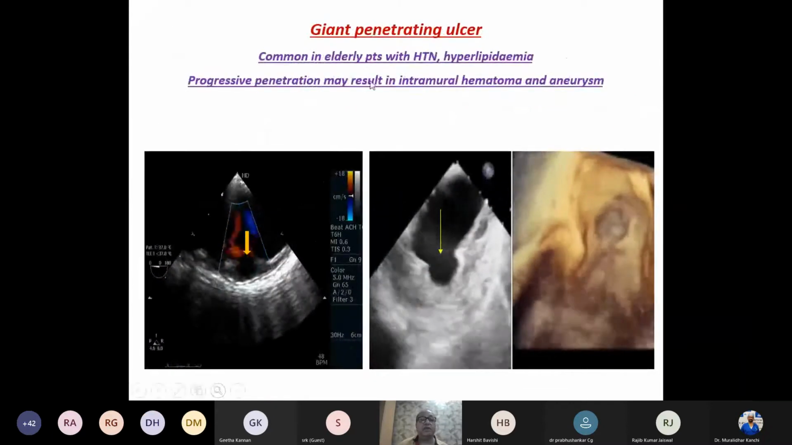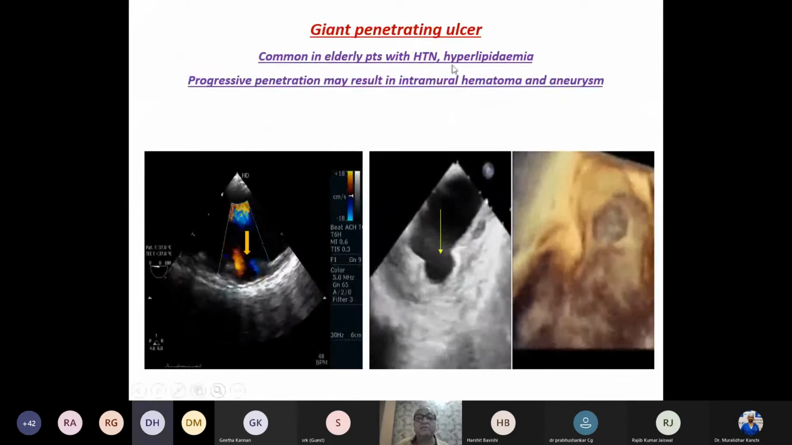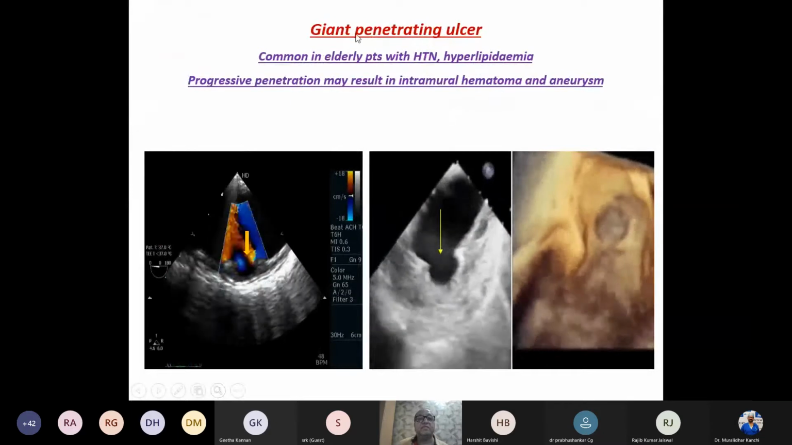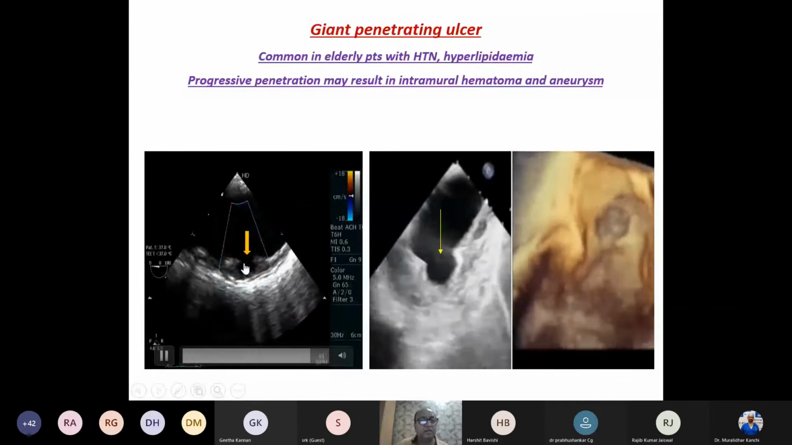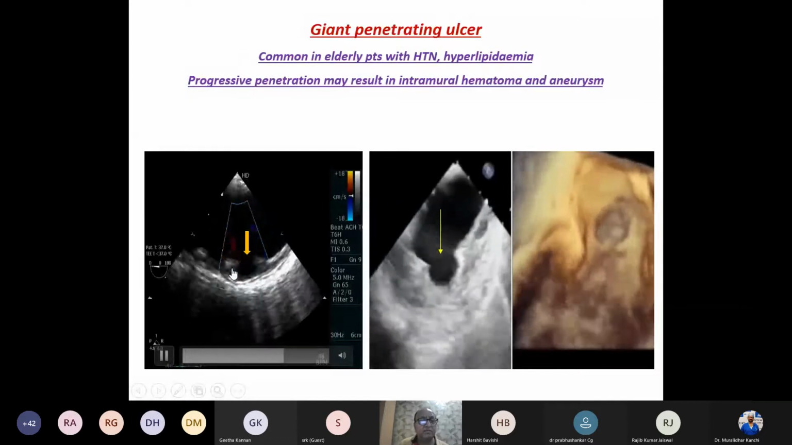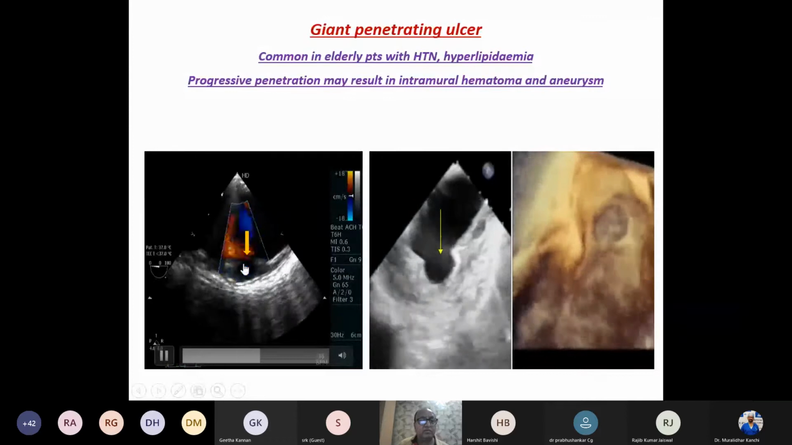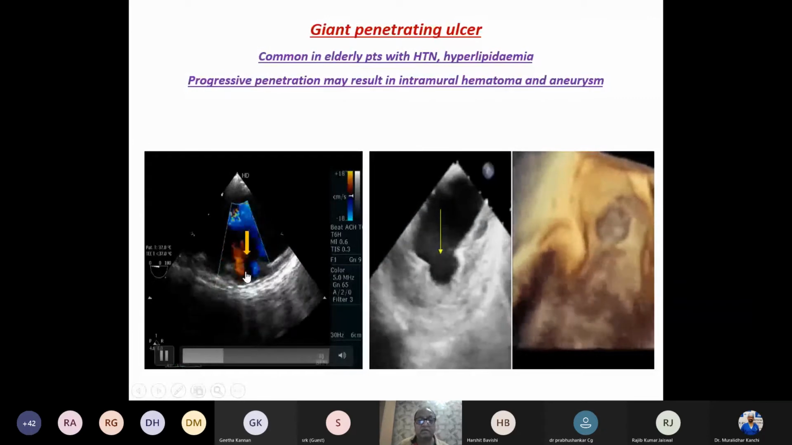Another common feature, especially in patients with hypertension and hyperlipidemia, is the presence of a giant penetrating ulcer. Now, this is the descending aorta. You can see there's perforation of the intimal layer with a small ulcer-like situation. The arrow is pointing towards that. You can see the color flow going into the ulcer area.